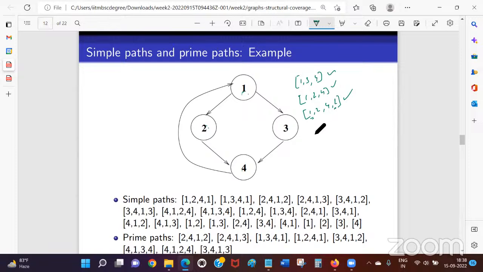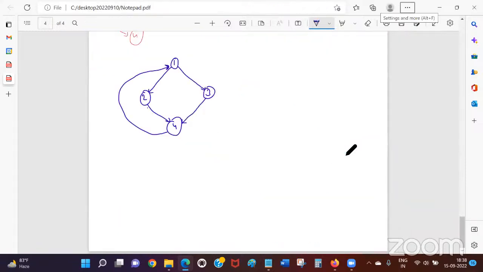So what I cannot do is repeat any intermediate node. Like if I have 1, 3, 3, 4, this is not possible. This is not a simple path, correct? But I can always have a simple path 3, 3 because the ending node and starting node are the same. That's fine. But intermediate nodes cannot be repeated. They have to be unique, right? Okay. So please try to understand how to do it clearly.